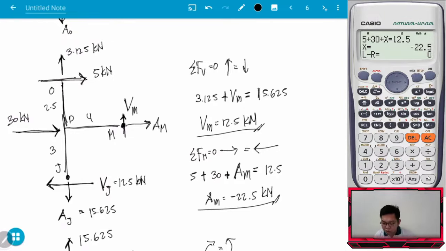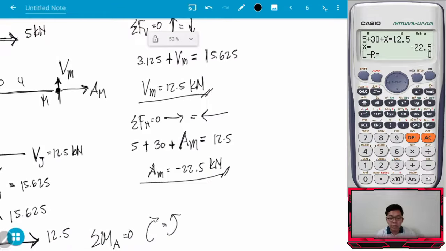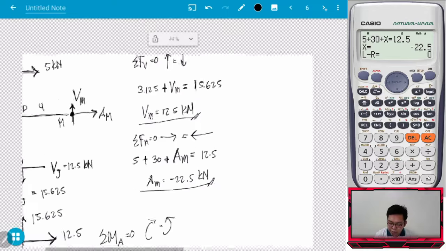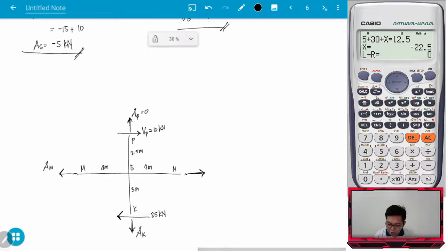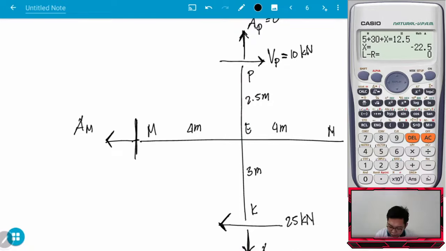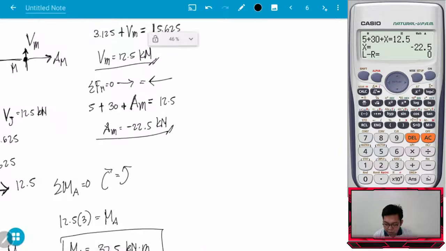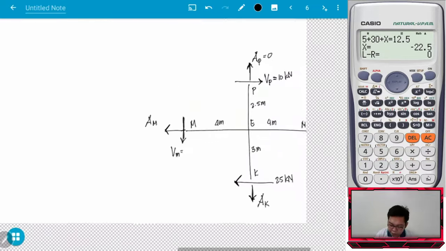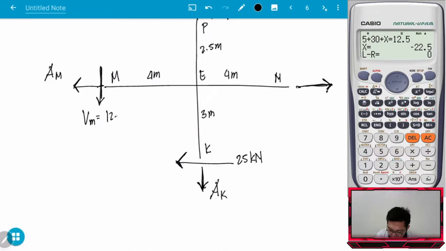Okay? So, transfer natin yung shear. Tingnan nyo, yung VM natin dyan is upward, di ba? Okay? So, dapat downward na yan pag consider natin yung kabila. So, this is actually now downward. Yan. So, VM, nakalimutan ko, ang VM natin is 12.5 pala. 12.5. Yan. Okay. And then our AM is actually negative 22.5 kilonewton.